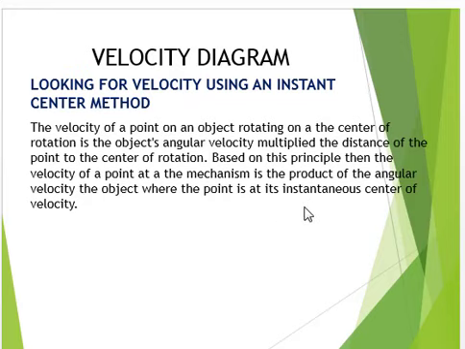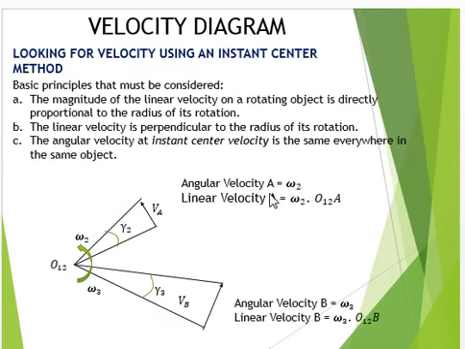Based on this principle, the velocity of a point of the mechanism is the product of the angular velocity of the object where the point is located and the distance to the instant center of velocity. There are basic principles that must be considered when finding velocity using this method. The first principle is that the magnitude of the linear velocity on a rotating object is directly proportional to the radius of its rotation.